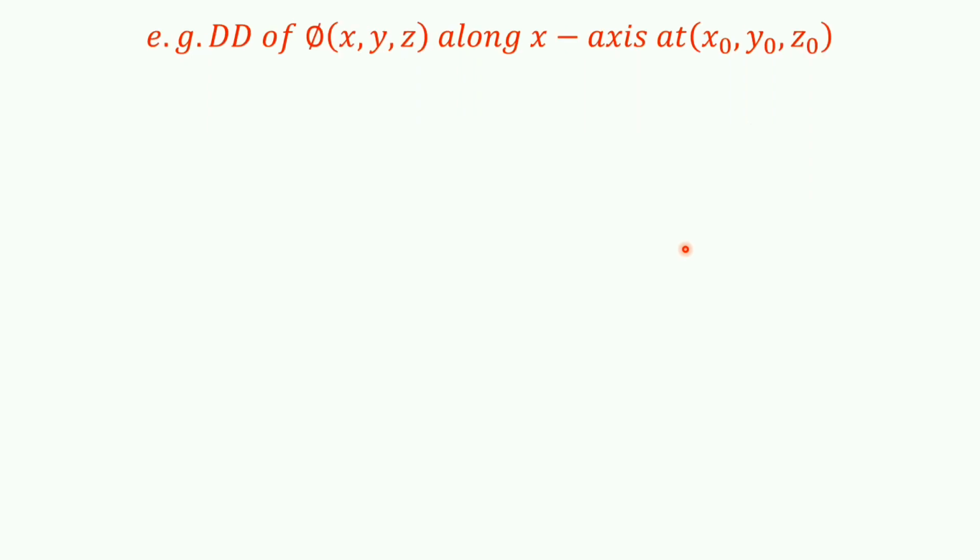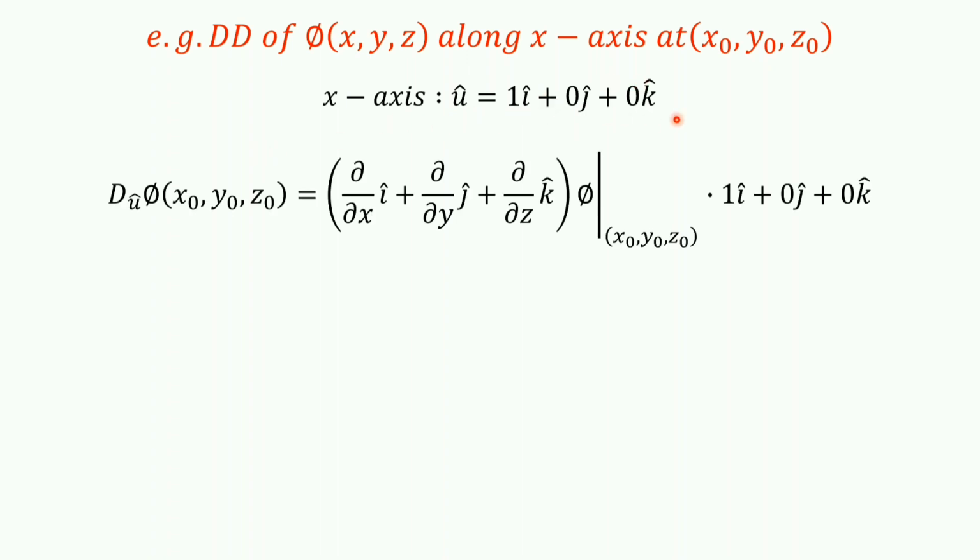For example, let's find the directional derivative of this function phi along the x-axis at point x naught, y naught, z naught. As you know, this is the vector form of our x-axis. Therefore, del phi dot this u cap. Because this is 0 here, 0 times j and 0 times k, it gets reduced to ∂phi/∂x at x naught, y naught, z naught, which is nothing but the partial derivative of phi with respect to x. So the partial derivatives of phi with respect to x, y or z are just special cases of these directional derivatives.